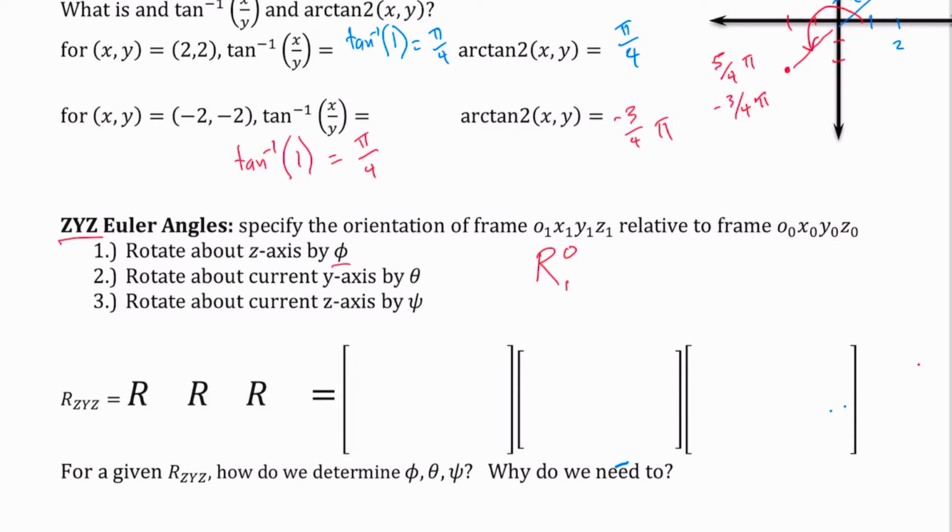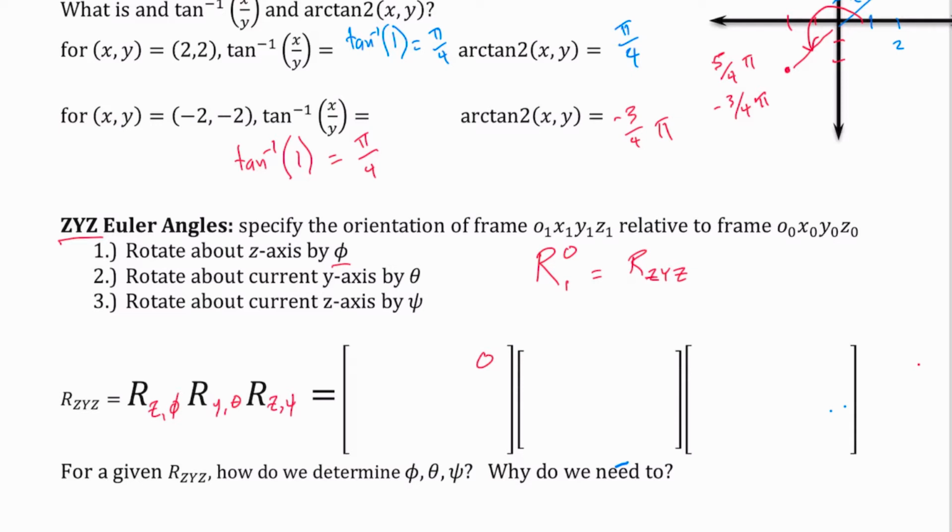So we can write this as R z comma phi, and then R y comma theta, and then R z comma psi. That gives us our total rotation, or we can just write it with the shorthand R ZYZ, with the convention that we're going to understand that these are Euler angle rotations. Then we can just write these in.